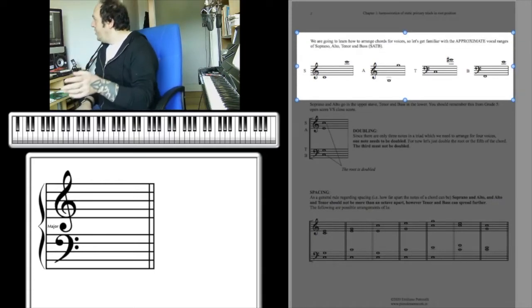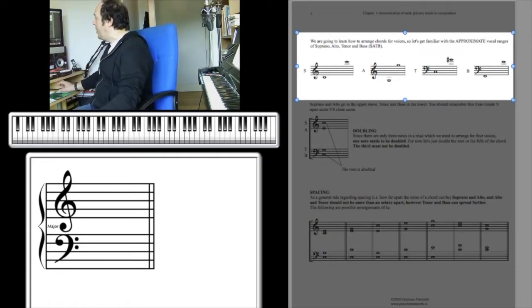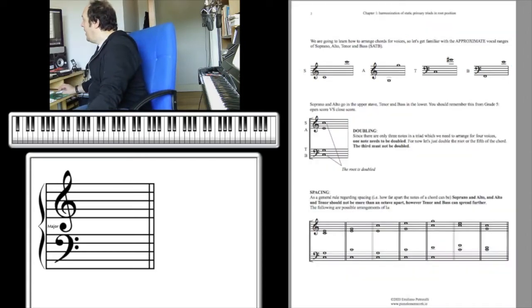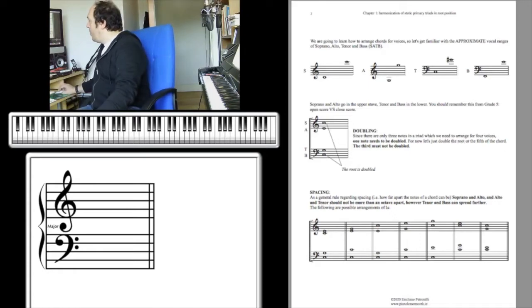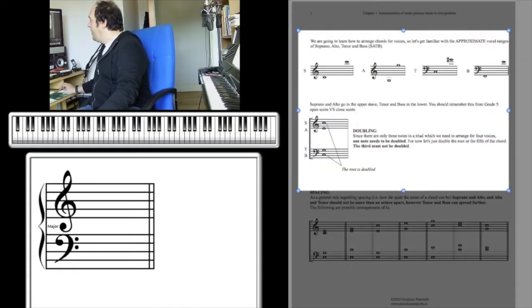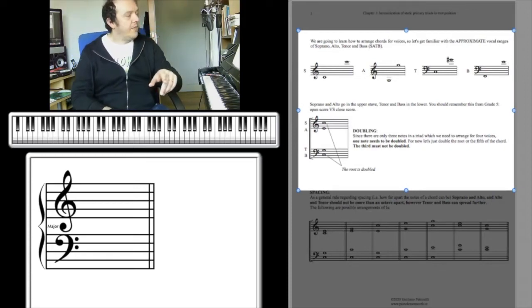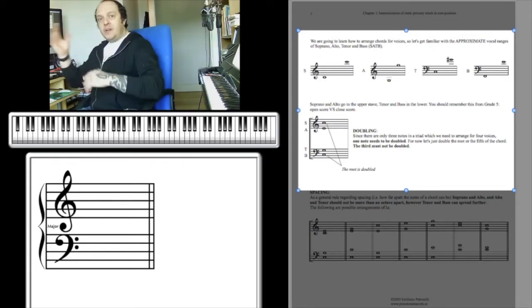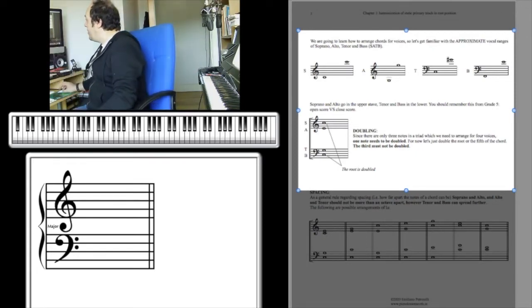Those might change. I see them differently from textbook to textbook, from piece to piece. But let's take those. Now, you remember all this from grade 5. By the way, you should remember all this from grade 5. Soprano and alto go in the top staff, and tenor and bass go in the bottom staff. You remember all that. Open score, and this is closed score, which is what we're going to be working with.